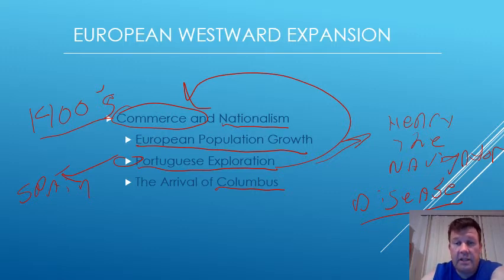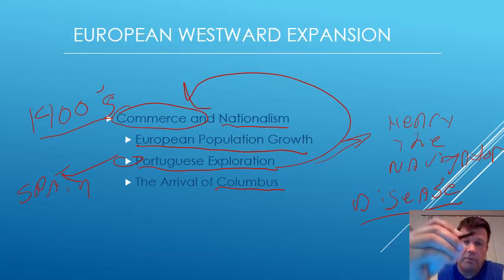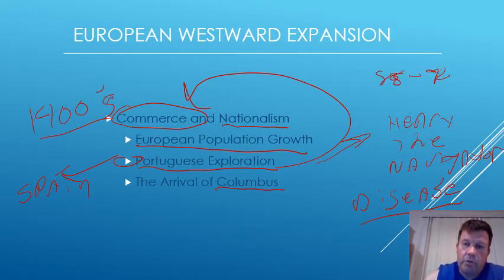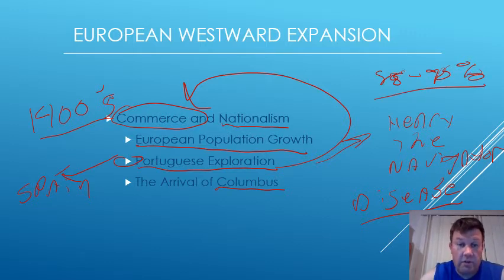In some places, on some islands, and other places in the Americas that the Spanish ultimately traveled to, as much as 85 to 90% of native populations are eradicated or killed off due to disease. So disease is a real problem here.